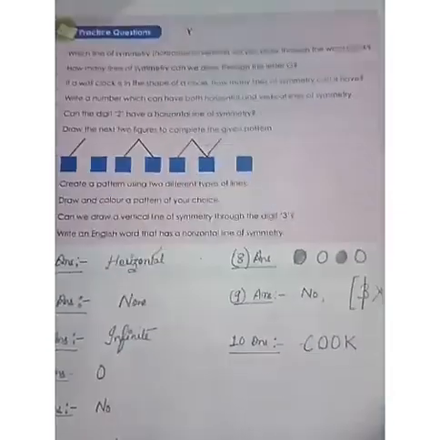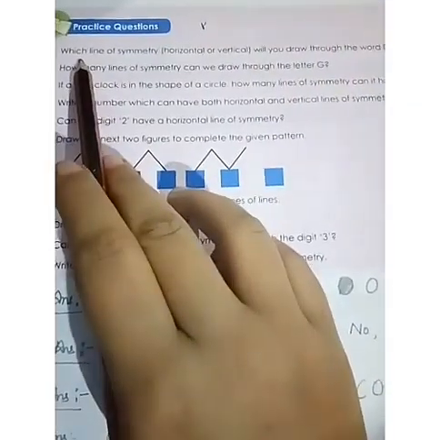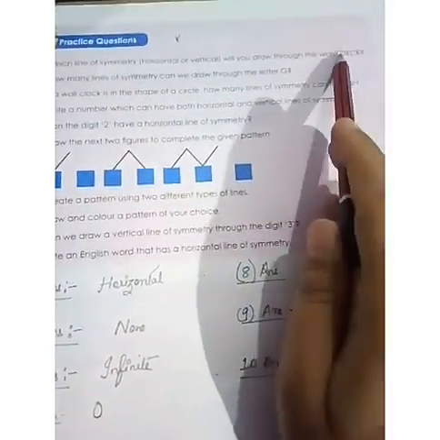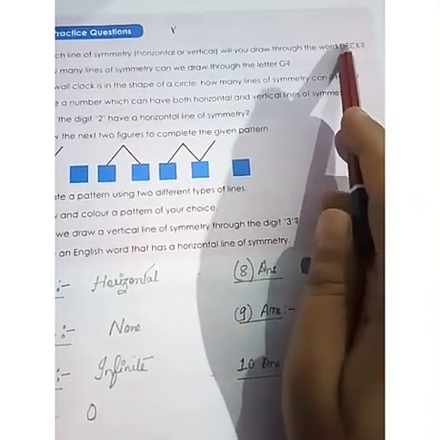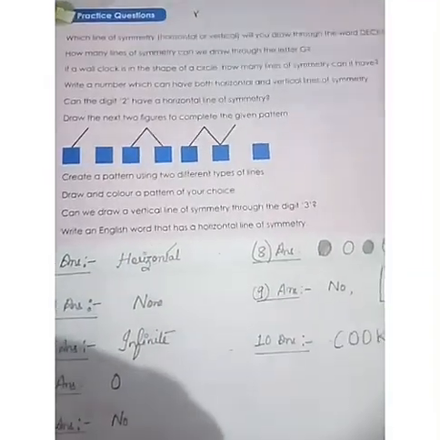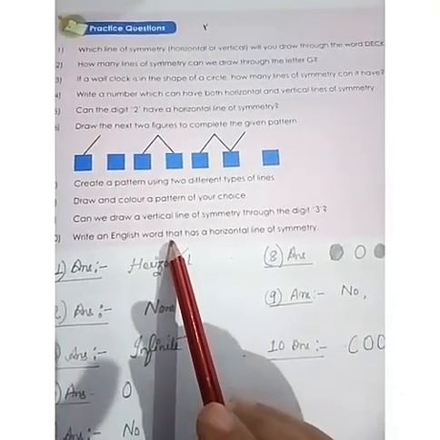Alright, so let us come to the next one, that is the practice questions, page number 17. The first question is, which line of symmetry, horizontal or vertical, will you draw through the word deck? Okay, so through the word deck we will draw a horizontal line of symmetry. Then only we will get equal top and bottom parts. So it will be horizontal.